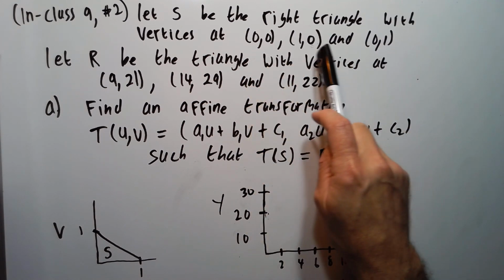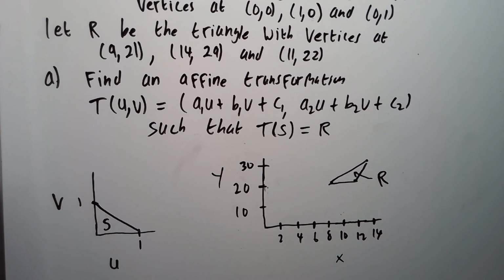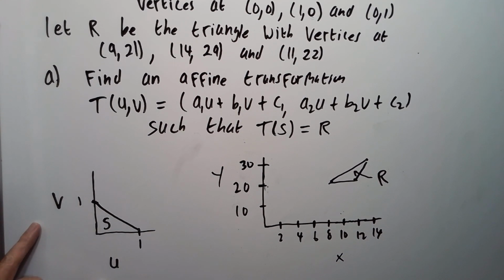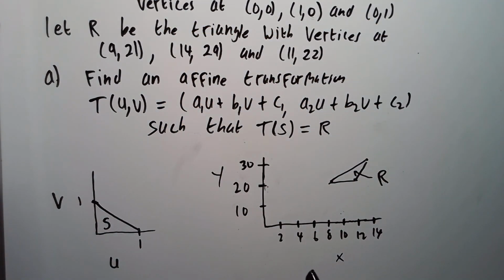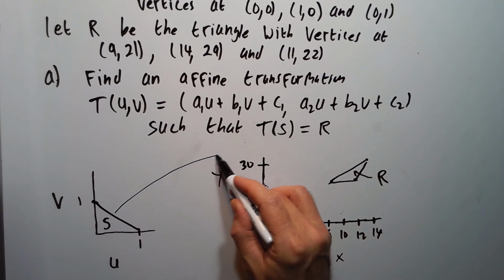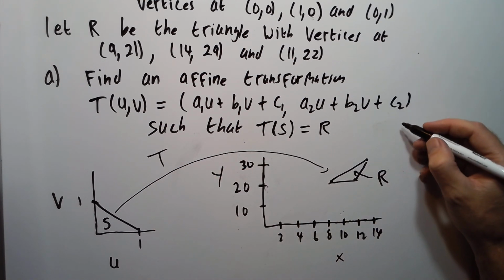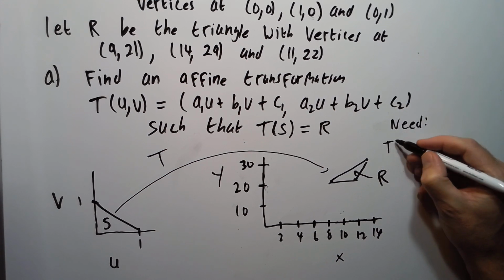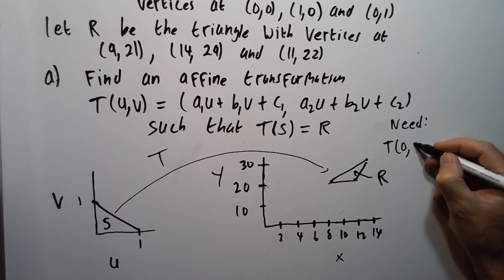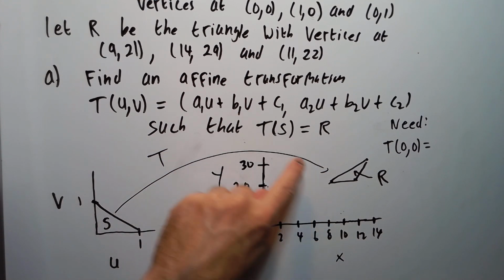So my right triangle I've graphed on here, it's on the UV axis, and my other triangle up here, it's in XY, so I put it here. So I'm looking for a mapping T that takes this guy into that one. So I'm going to want, or need, say T of (0, 0). So I want this guy to map onto that one, say, that'd be (9, 21).